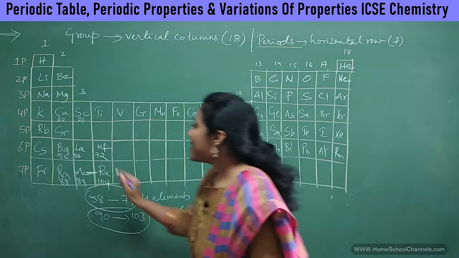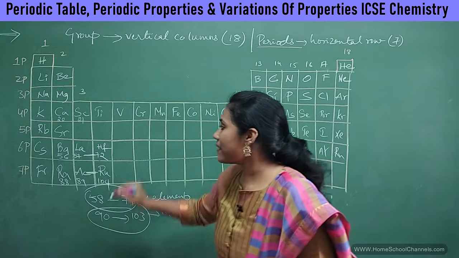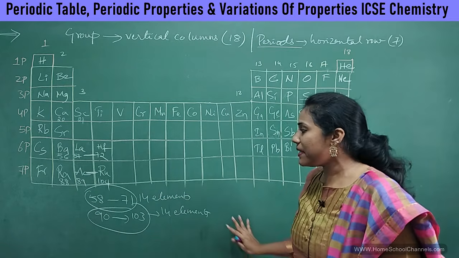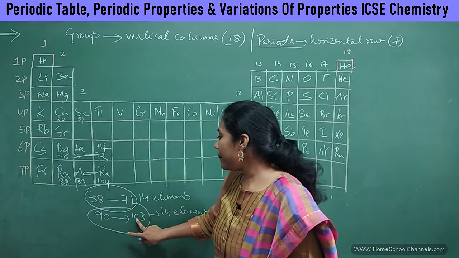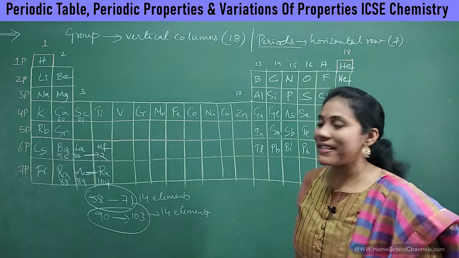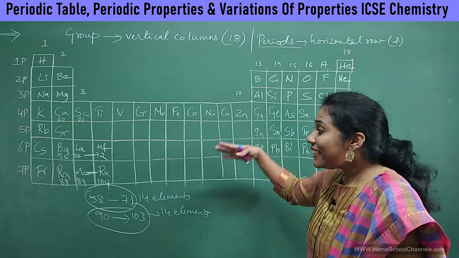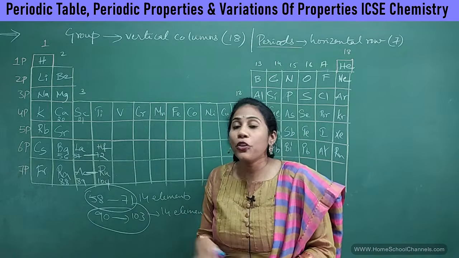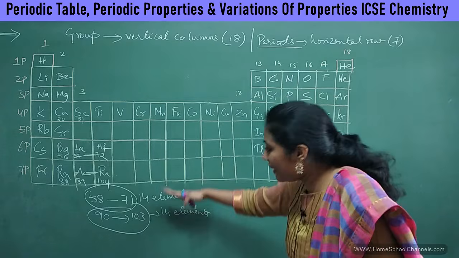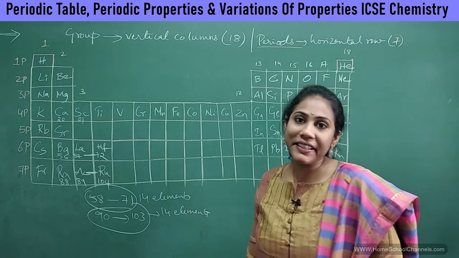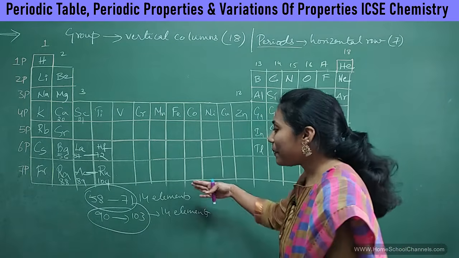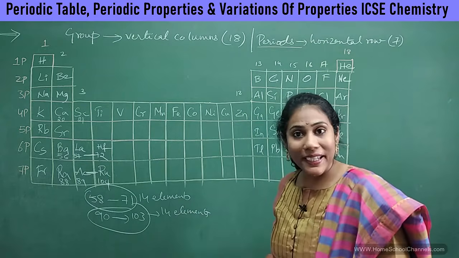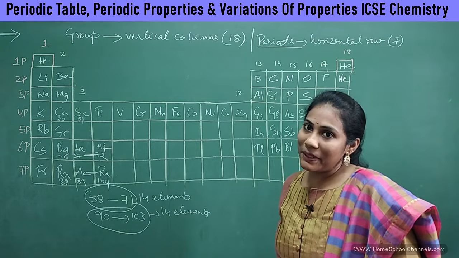Actually, see here, the 14 elements from atomic number 58 to 71 are missing, and then atomic number 90 to 103 are missing, right? So these elements, since they have different properties, are placed separately below the periodic table. So let me mention those elements also.